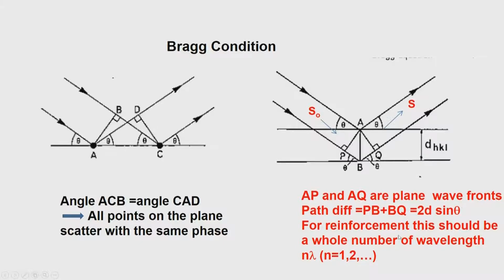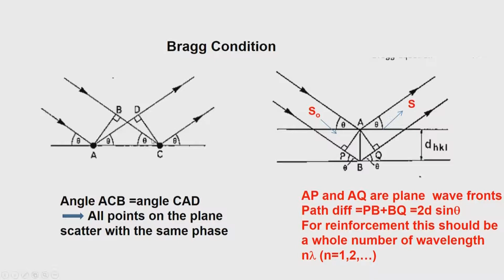In order for reinforcement to occur, in order for these two waves to overlap with each other, this should be a whole number. In other words, if diffraction has to take place, the path difference has to be a whole number n of wavelengths. The first plane will be 1 lambda, the second plane 2 lambda, the third plane 3 lambda, and so on. So they satisfy the equation 2 d sin theta equals n lambda. That is the Bragg's equation, the condition derived from this particular diagram.